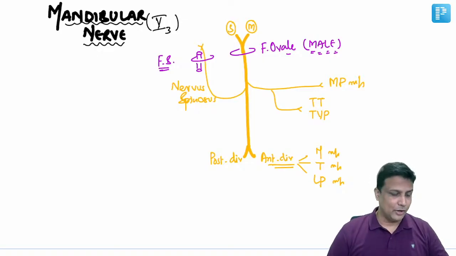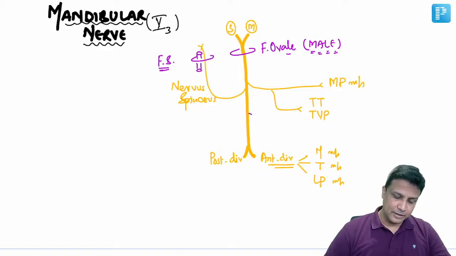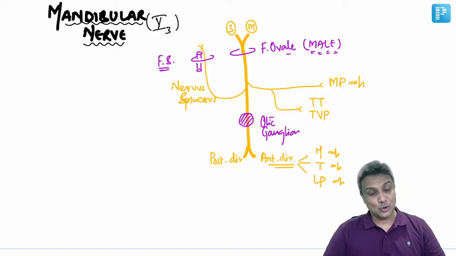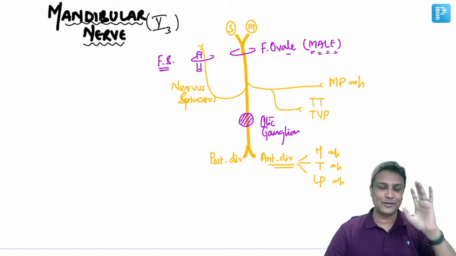So nervus spinosus goes along with the middle meningeal artery. And the last and final point that you have to remember: the trunk of the mandibular nerve is going to pass through a ganglion here, and this ganglion will be the otic ganglion. What is this ganglion here? Otic ganglion. So you have to remember the 4 points regarding the trunk of the mandibular nerve.